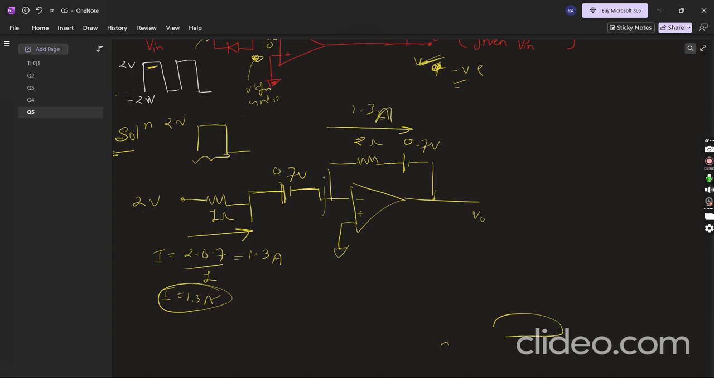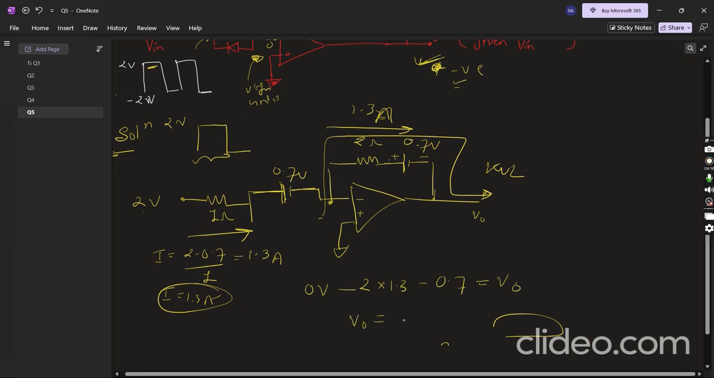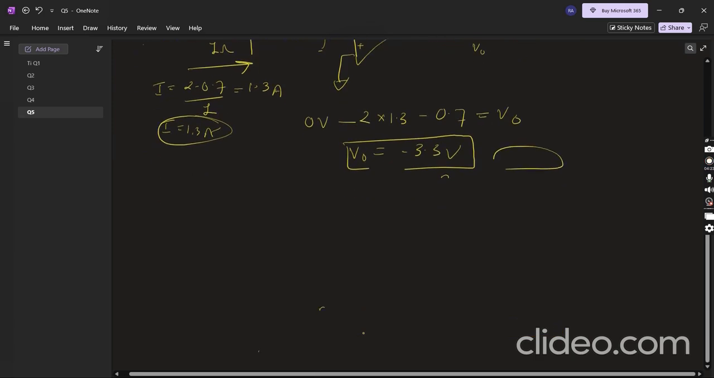So for this branch, we will apply KVL. This is on 0 volt, minus 2 into 1.3, and this is positive to negative, meaning minus 0.7, equals V naught. If we solve this, V naught appears to be minus 3.3 volt.